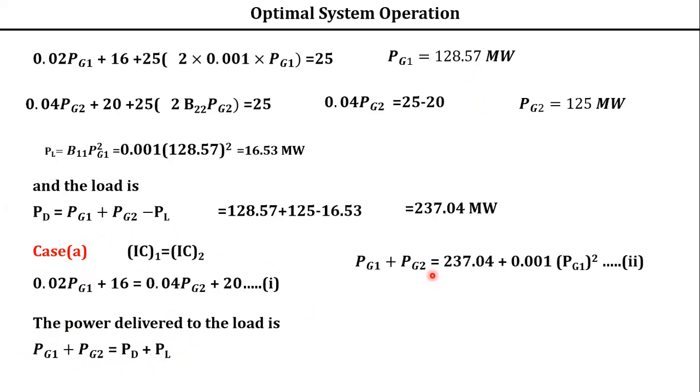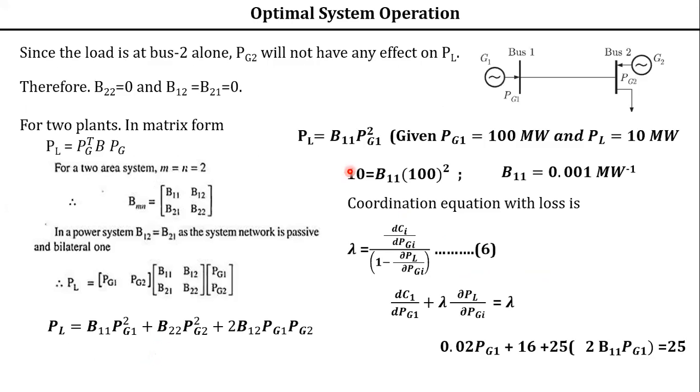Understood? So therefore PG1 plus PG2 is equal to, for this particular load, 237.04 plus loss. What is the loss? We have seen it here. In the previous slide, we have seen what our loss equation is for the given problem. This is the loss equation we got, isn't it?